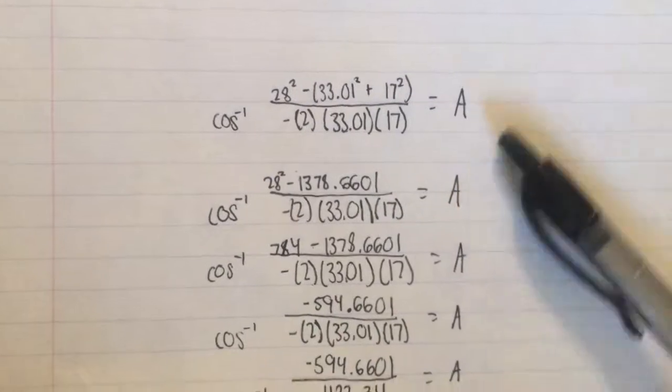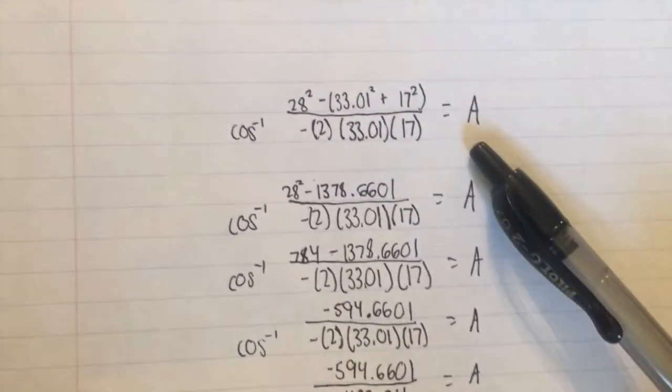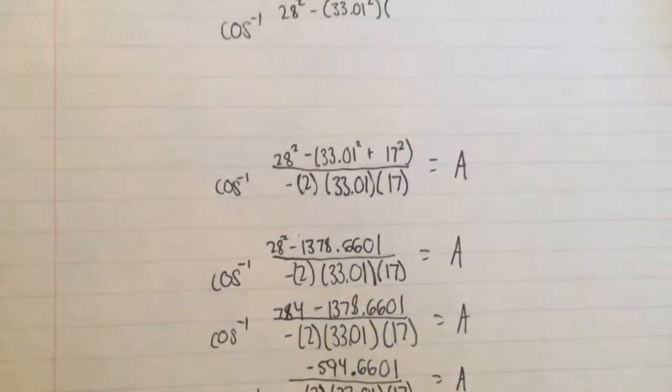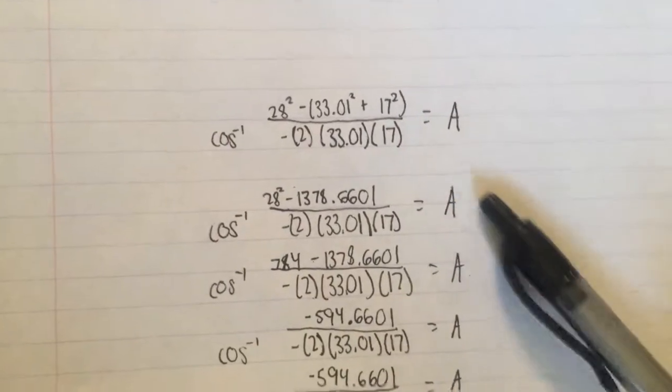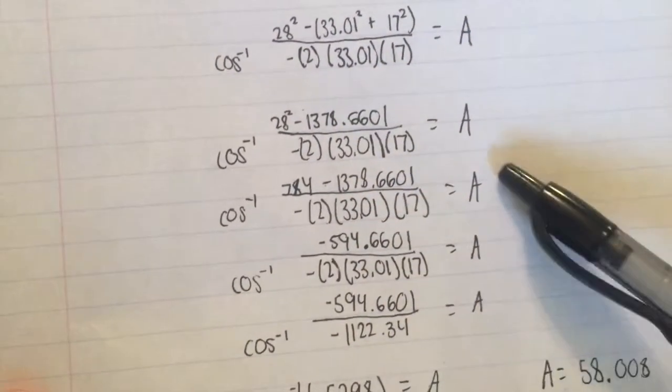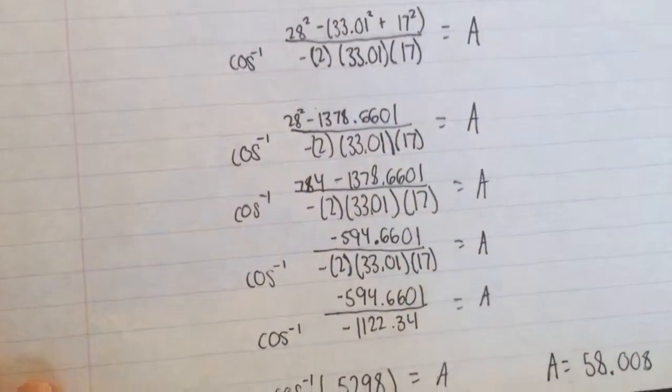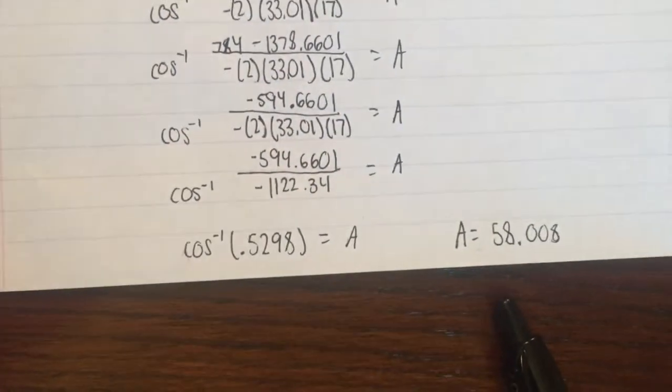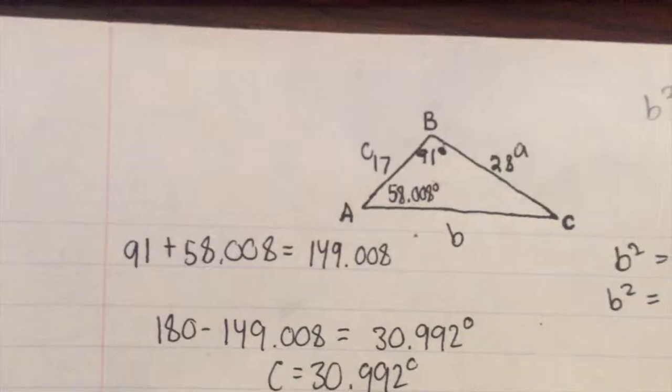Is the angle we need to find. Okay, so now that we've gotten the equation for angle A, we're going to take all the numbers that we found in the previous steps, and we're going to plug them in. So what you get when you plug all these numbers into a calculator is A equals 58.008.